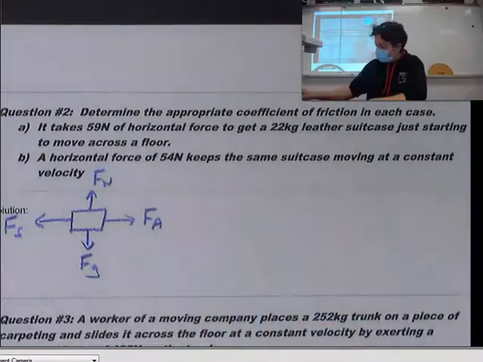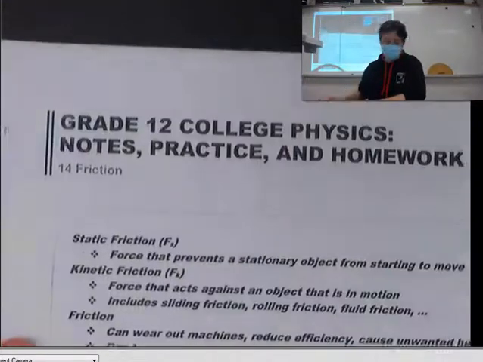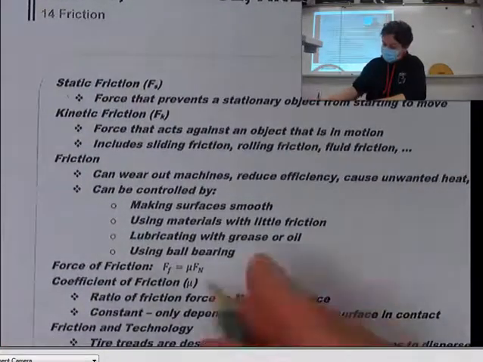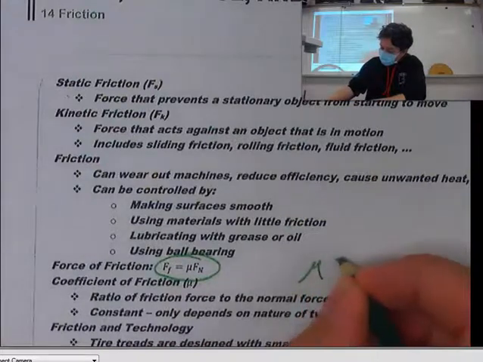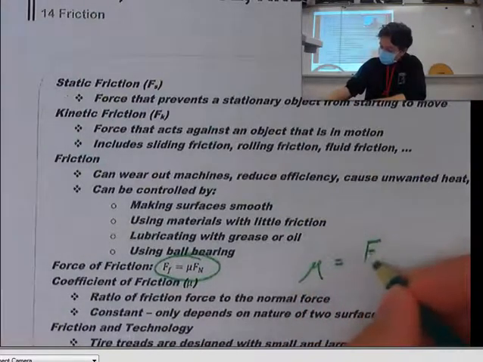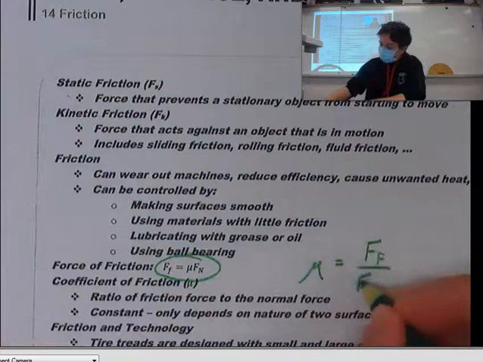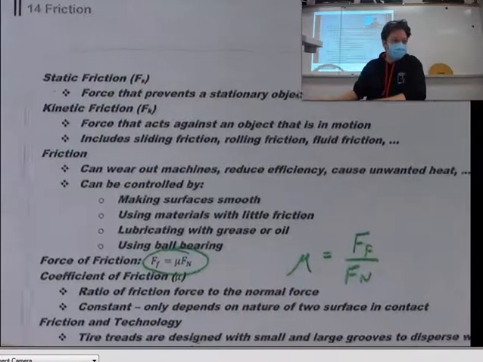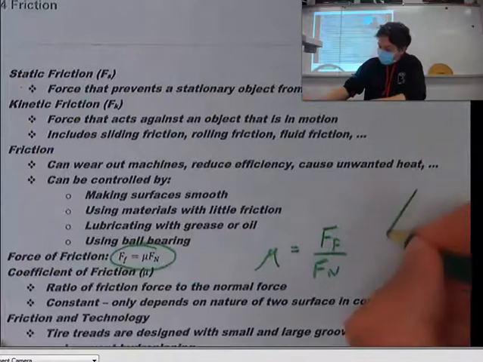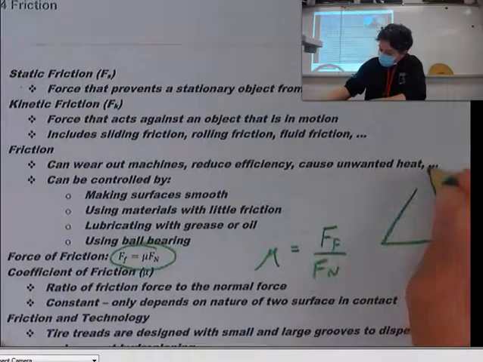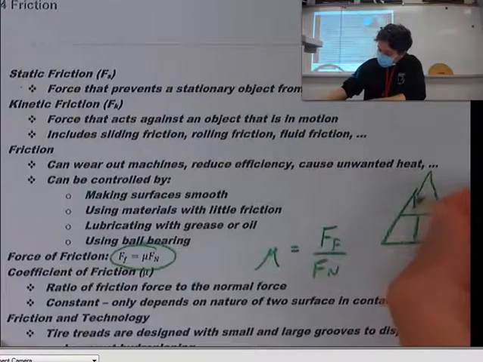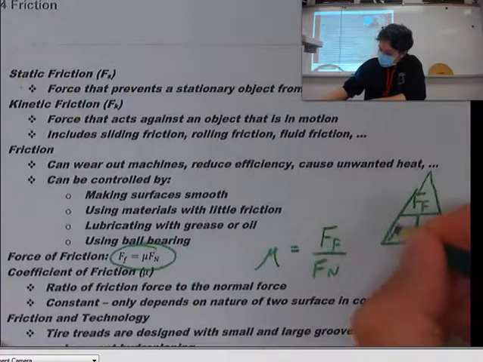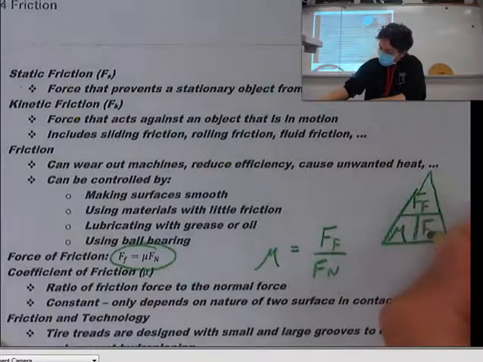All right, so the coefficient of friction, if we go back to the equation, which I have on your sheet here, we can rearrange this equation to say that the coefficient is the force of friction divided by the normal force. If you like, you can even put this into a triangle to help you rearrange, where you'll have frictional force here, coefficient here, and then normal here.